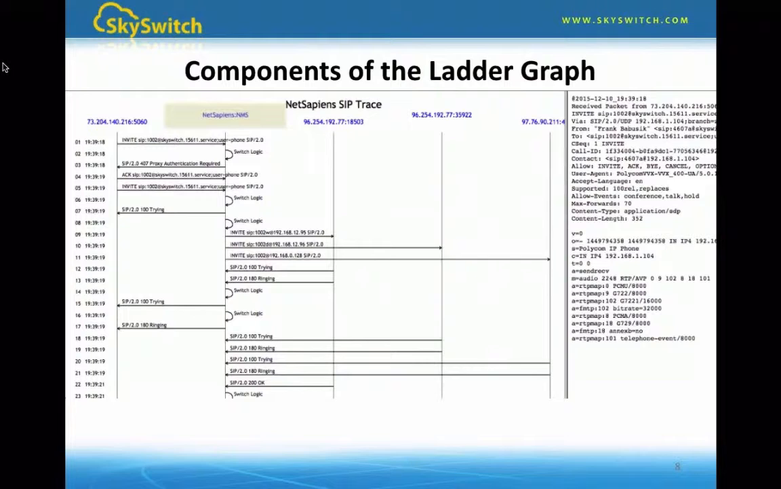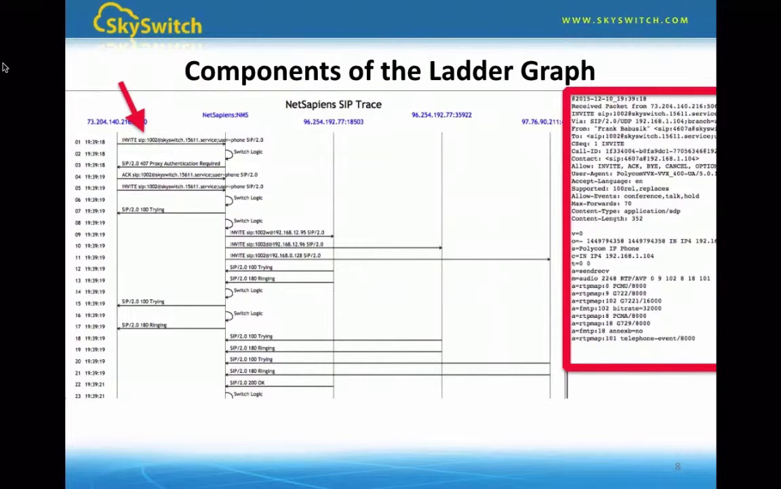The vertical line that says NetSapiens NMS at the top is always going to be the PBX. This is the switch that all of the other SIP devices or SIP endpoints are interacting with. Generally, you're going to read this ladder graph from the top going down. The first event to happen will always be the topmost horizontal line. In this case, it's the invite on the left-hand side. That invite is always going to be displayed in the right-hand panel, and in that panel, you're going to see the contents of that invite message.